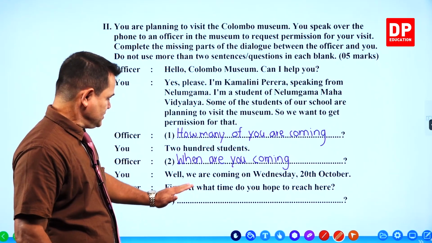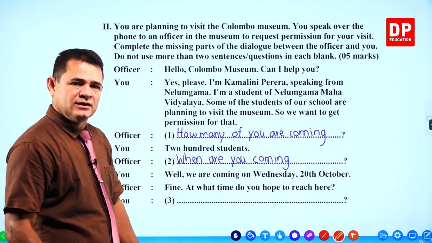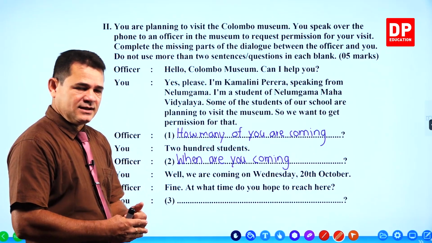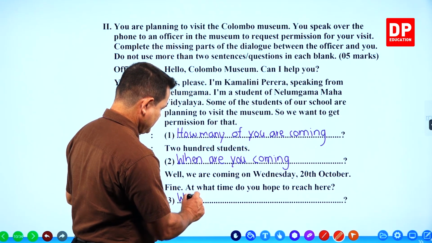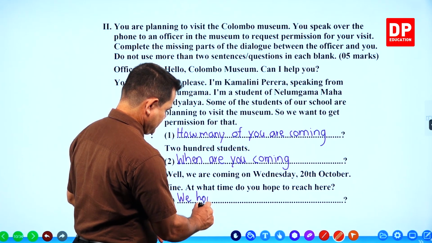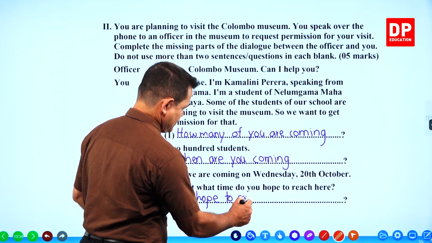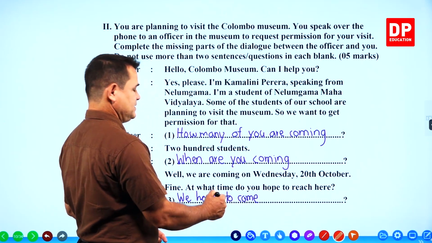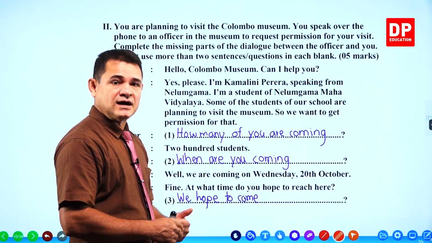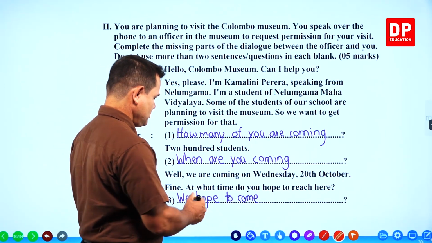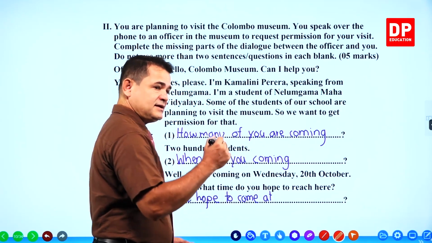Fine. At what time do you hope to reach here? You can think of a time. We hope to come. We hope to come around 10 o'clock or at about 10 o'clock. You can say we hope to come at exactly 10 o'clock.